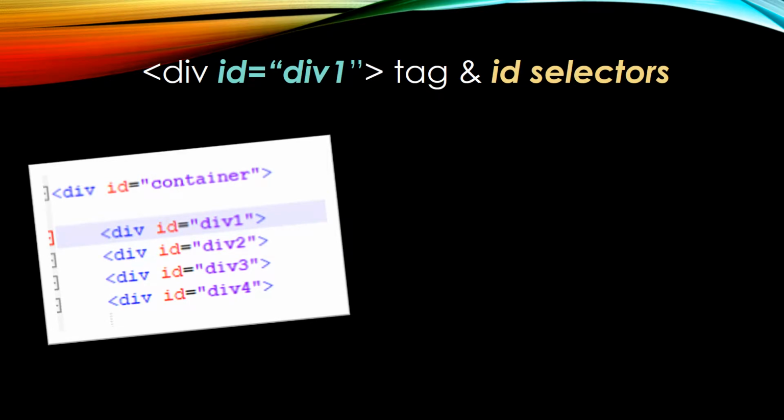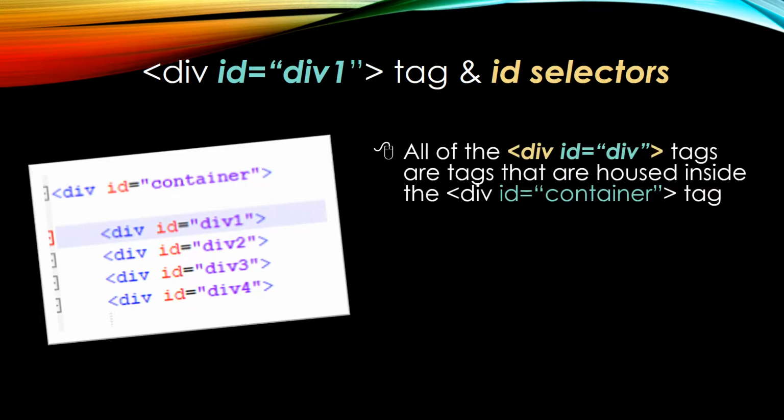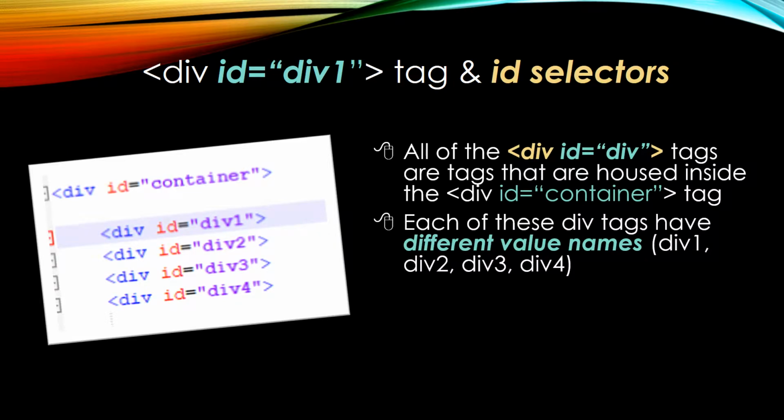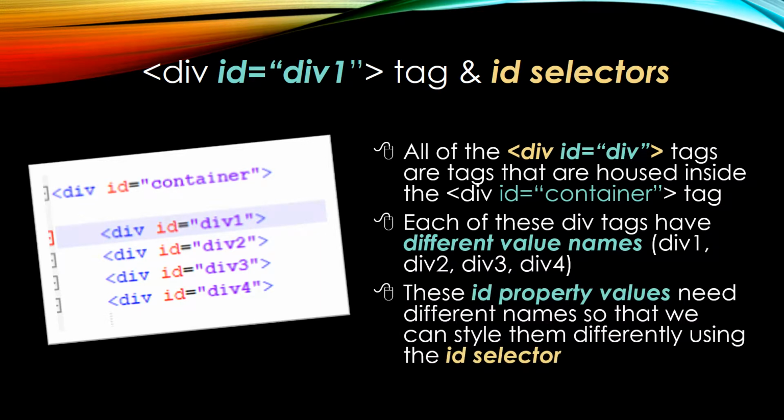In Chapter 2, we created three or four div 1 tags that are inside our ID container tag. It is now time to talk about how we style these tags. All of the div ID tags are tags that are housed inside the container tag. Each of these div tags have different value names, different div 1, div 2, div 3, div 4. These ID property values need different names so that we can style them differently using the ID selector.